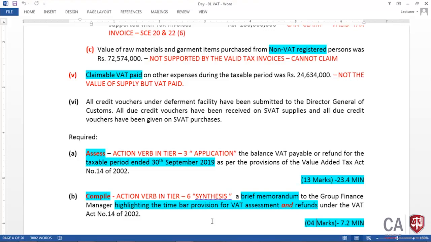Now, in your exam, you cannot just write the theoretical answer. You should apply it to the given scenario. Then it is assess. Based on the information provided, you have to calculate the value added tax liability or a refund. Part A is 13 marks. For 13 marks at the examination, for 1 mark you can spend 1.8 minutes. Here, for 13 marks, 23.4 minutes, so I may say 24 minutes. Don't go beyond that.